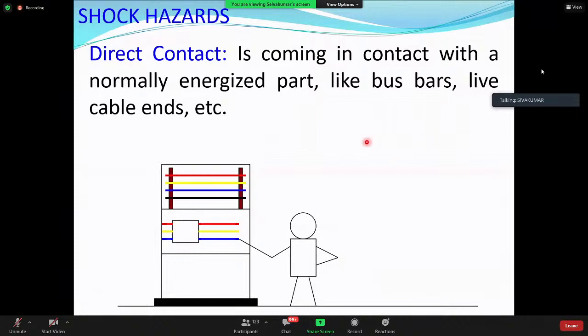knowingly or unknowingly coming in contact with the energized part: a live bus bar, live cable end, live terminal. Knowingly, nobody will do. Most of the time it's unknowingly, out of ignorance. You think that supply is not there, but supply will be there. Unknowingly, you have access to the direct live part.